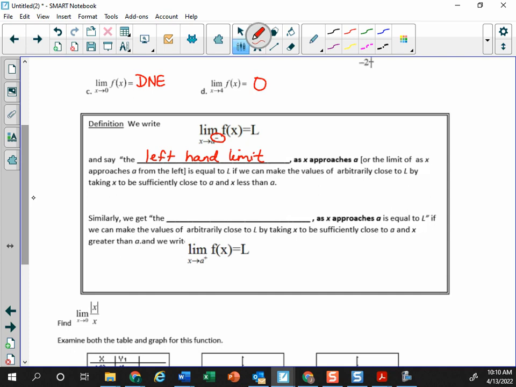So then the second one, when it has a teeny tiny little plus on it, what do you think that means? Yes, the right hand limit.